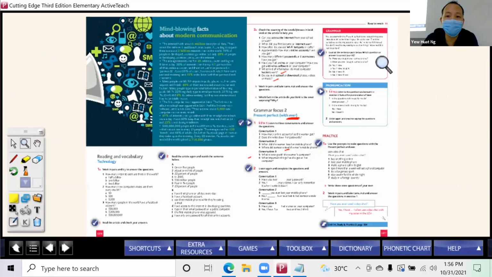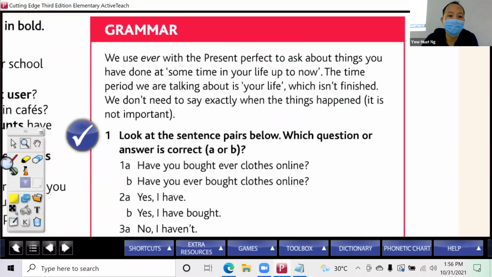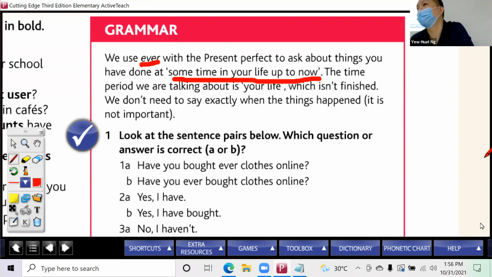Then let's look at this. So in here, the grammar that they are teaching is with ever. That means in Chinese, it means 一生中. Sometime in your life up to now. But this is one of the ways to translate. But usually when I translate ever, I just call it an emphasis. 强调, just for emphasis. So, but for all the examples that you see here, they are using it as in 一生中. Okay? Yep. See?